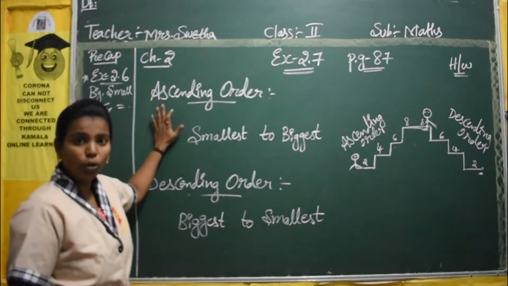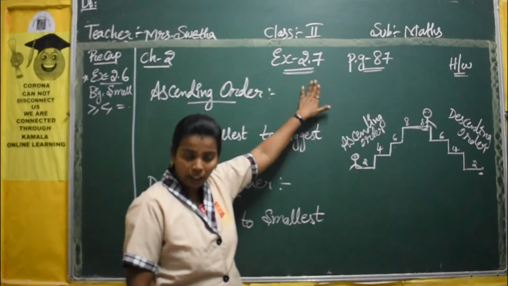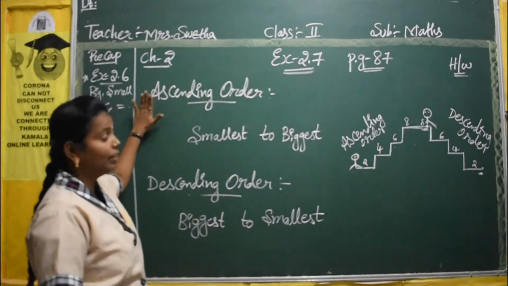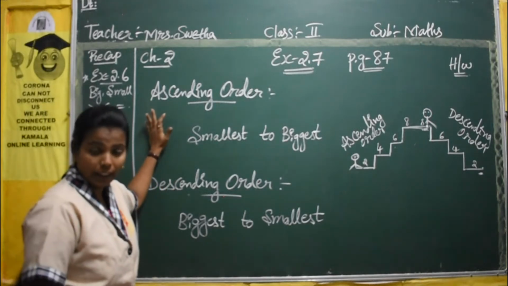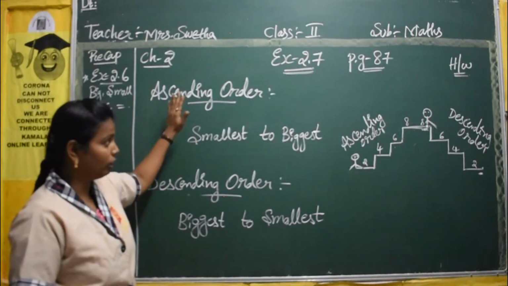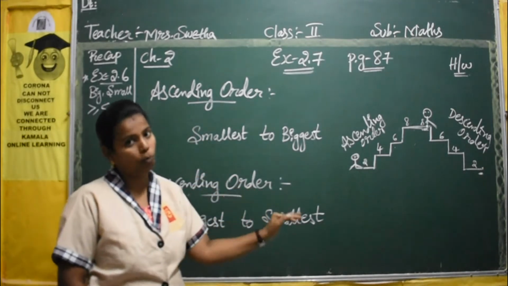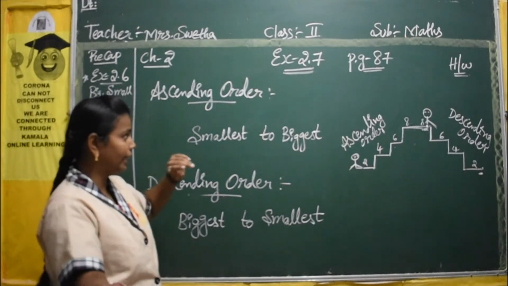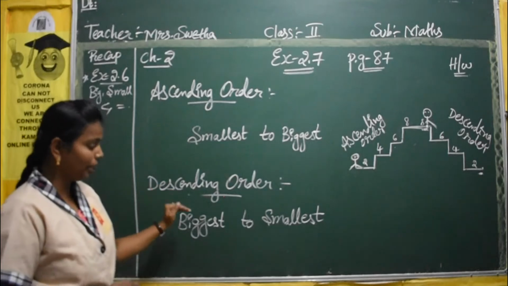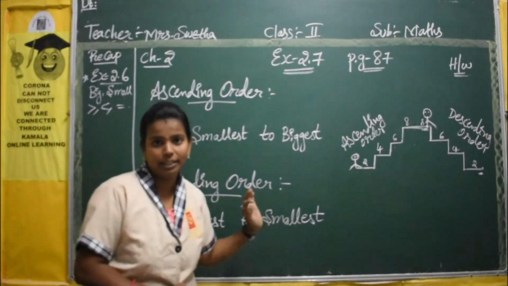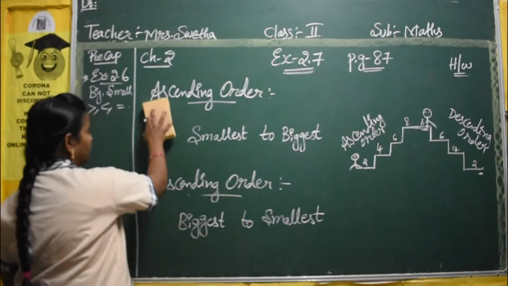Understood, children? Now basing on this method only you are going to solve this exercise. In this exercise you are going to deal with ascending and descending order. I hope you have understood this method. Now basing on this method we will complete the problems, and from those problems you are going to have your homework also. Yes children, once again listen. Ascending order means smallest to biggest, descending order means biggest to smallest. I hope everybody is clear. Now we will move on to the problems.